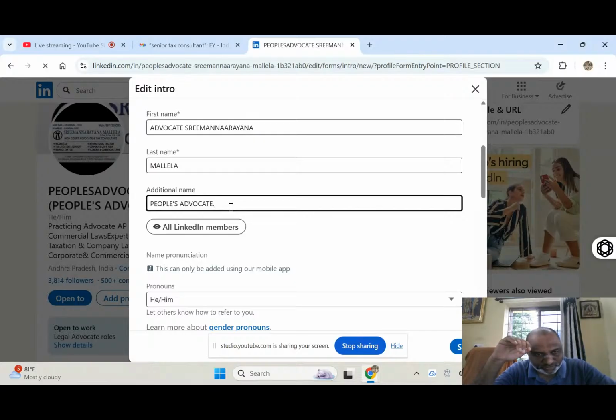People's Advocate, born in India, made for the world. People's Advocate, born in India. People's Advocate.